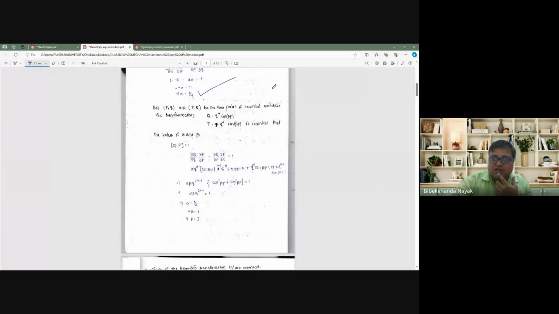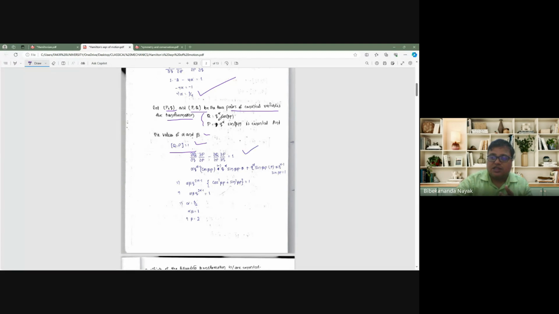Okay, another important question: if small q, small p and capital Q, capital P are two pairs of canonical variables, and the transformation is canonical, find the value of alpha and beta. Again, if the transformation is canonical, it means the new variables Q, P must satisfy the Poisson bracket rule, that is, the Poisson bracket of capital Q and capital P must be equal to 1. This is the condition for canonical transformation. If we get new variables by canonical transformation, the new variables also satisfy this Poisson bracket, so the Poisson bracket of Q, P must be 1. So capital Q, capital P are given. Use the formula: del Q by del q into del P by del p, minus del Q by del p into del P by del q, is equal to 1.